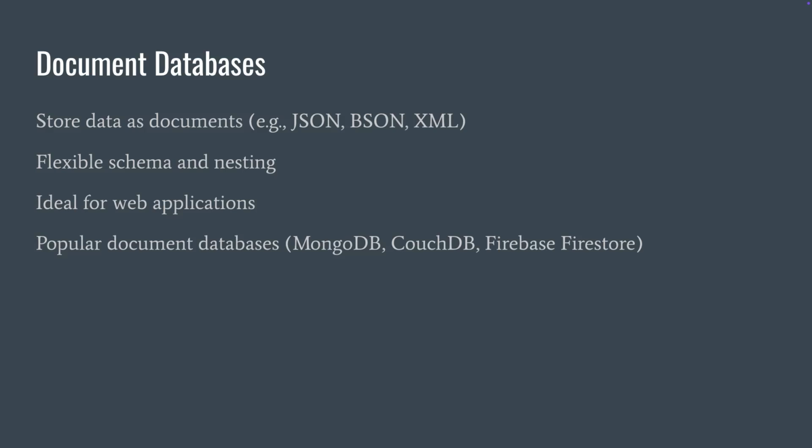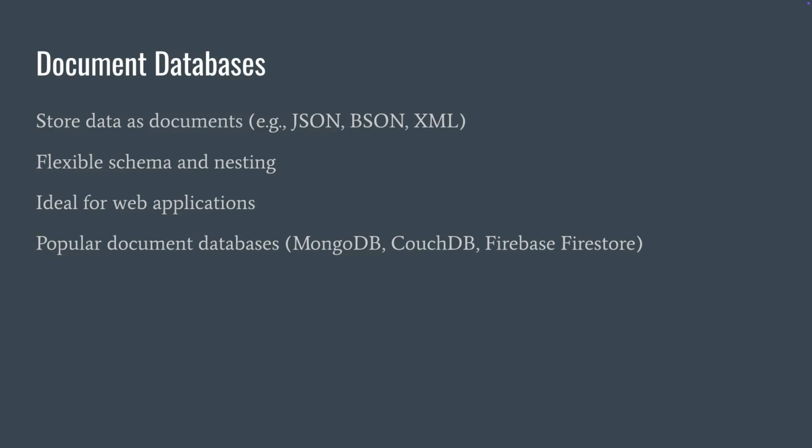And the biggest advantage of document databases is the flexible schema, which means you can add new fields to a document without having to restructure your entire database, like relational databases. This is beneficial for agile development and for storing complex nested data structure, especially.